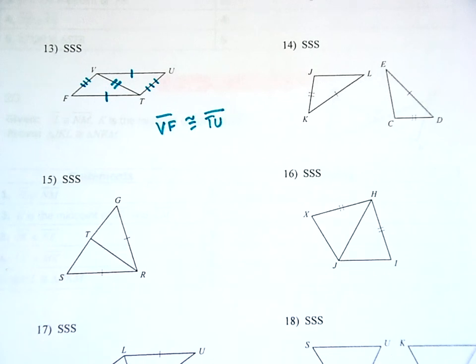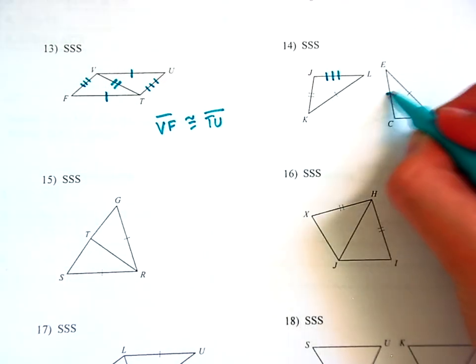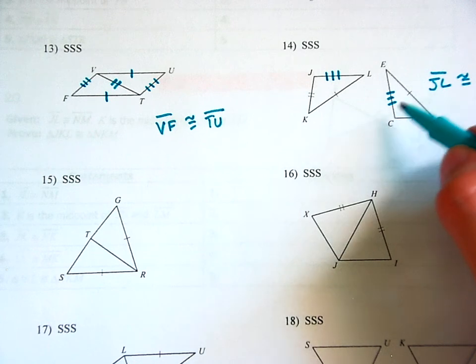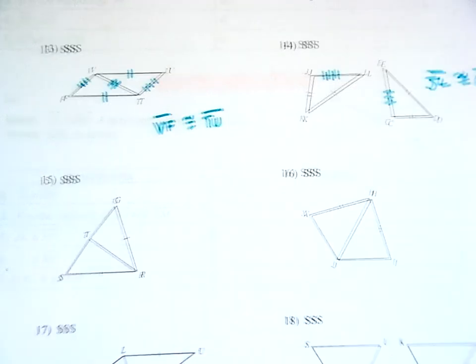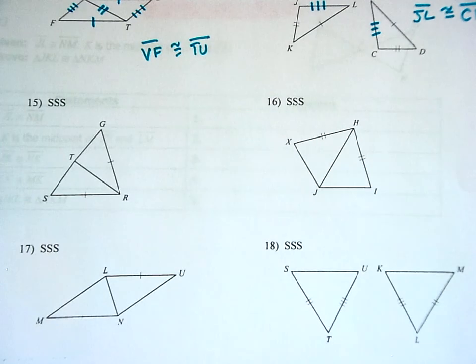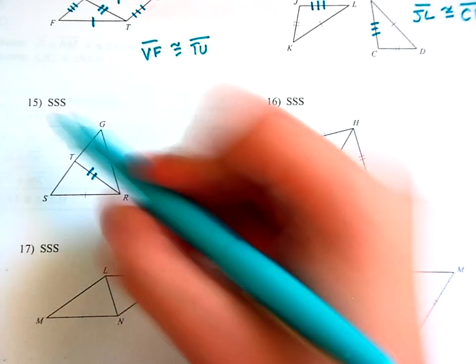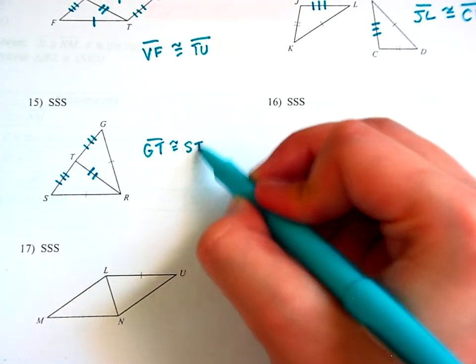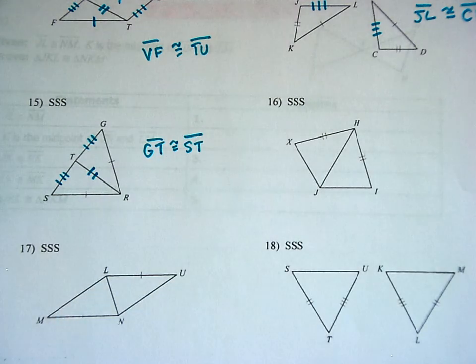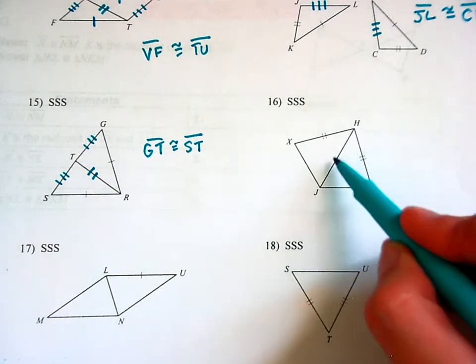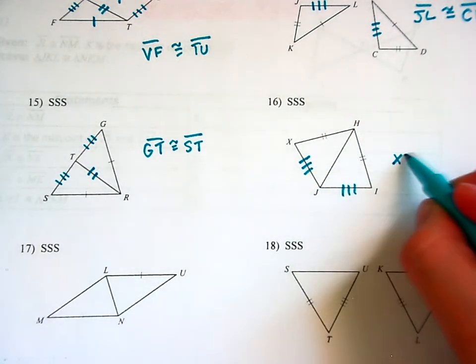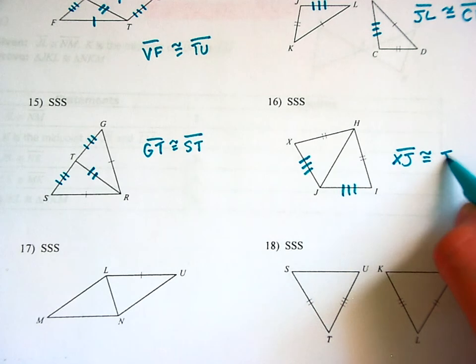Okay, number 14, the side that they're missing is right here. So JL needs to be congruent to CE. Okay, number 15, sides are labeled, the one they share, so we've got our missing ones right here. GT needs to be congruent to ST. Something very similar over on number 16. I'm not even going to label the side that they share. I'm just going to label that we need to know these sides are congruent. So XJ needs to be congruent to IJ.